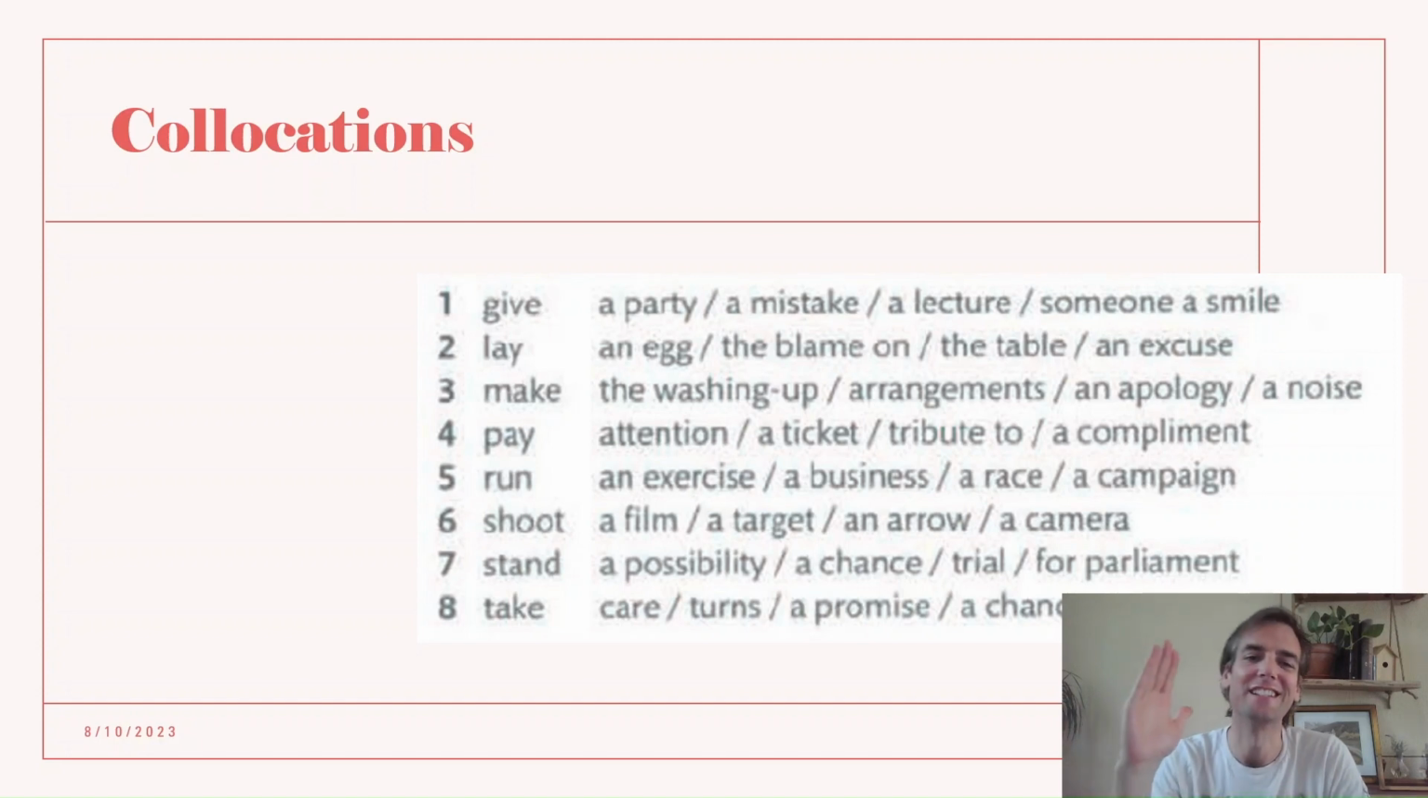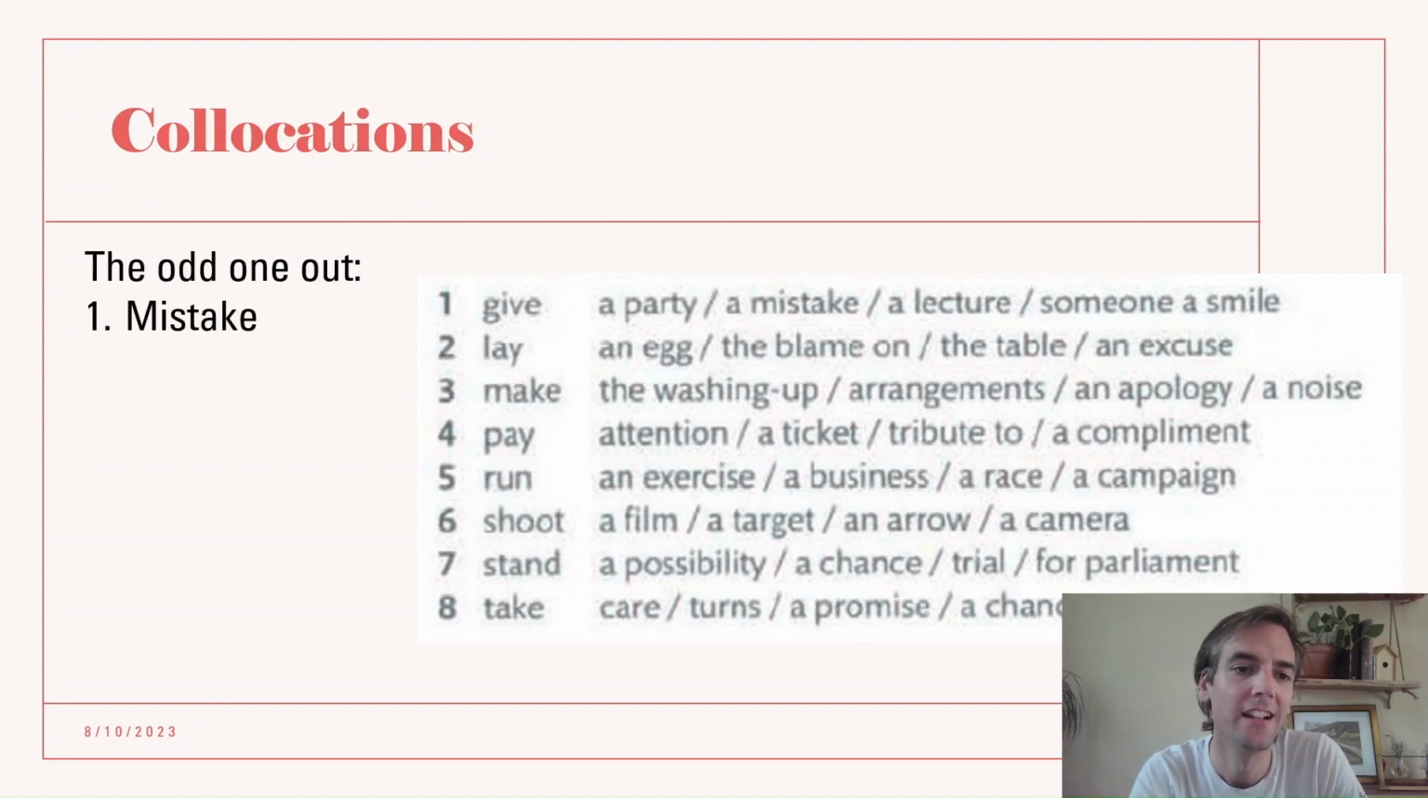And let's do the answers. We're ready for the answers, aren't we? Number 1, you can't give a mistake. You make a mistake, of course. The other ones you can give. A nice smile. That was probably fake, but give someone a smile. To lay, you can lay an egg. It can be laid. You can lay the blame. What you can't lay is an excuse. You can make an excuse or give an excuse.